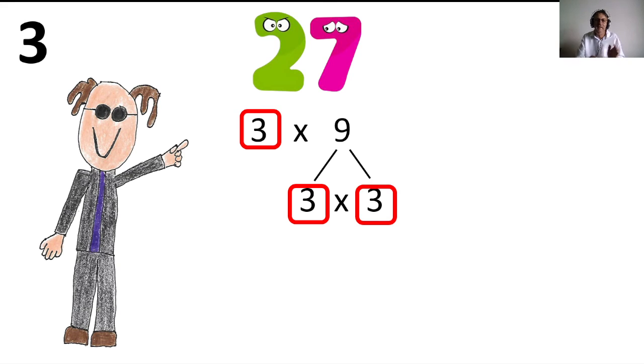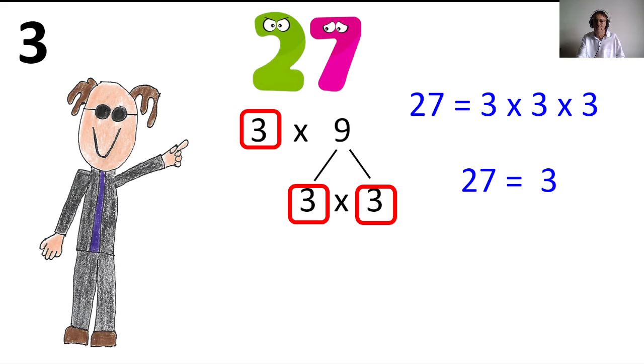3 and 3 are all prime numbers, so the answer is 27 equals 3 times 3 times 3. Let's simplify it. 27 equals 3 to the power of what? 1, 2, 3. 3 to the power of 3.